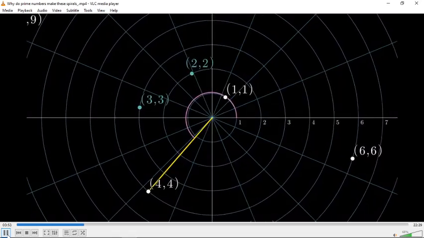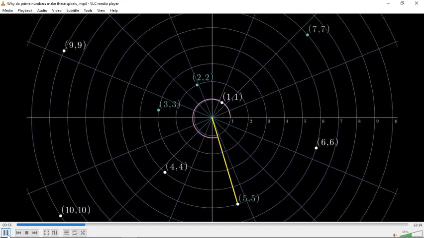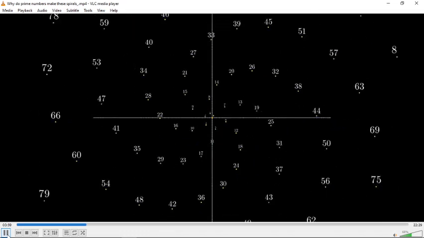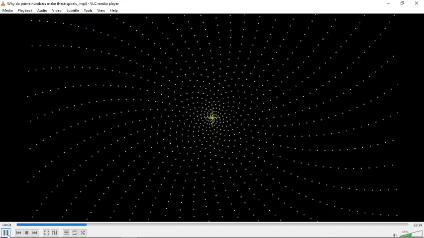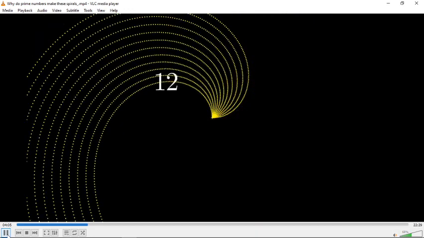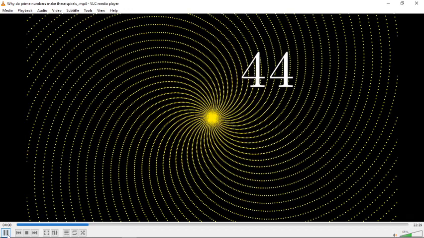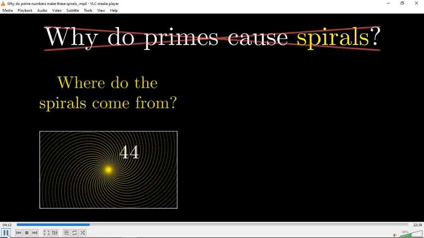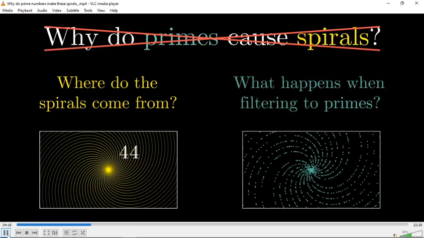If you look at all of the whole numbers, not just the primes, as you zoom out, you see very similar spirals. They're much cleaner, and now there's 44 of them instead of 20, but it means that the question of where the spirals come from is, perhaps disappointingly, completely separate from the question of what happens when we limit our view to primes. But don't be too disappointed, because both these questions are still phenomenal puzzles.